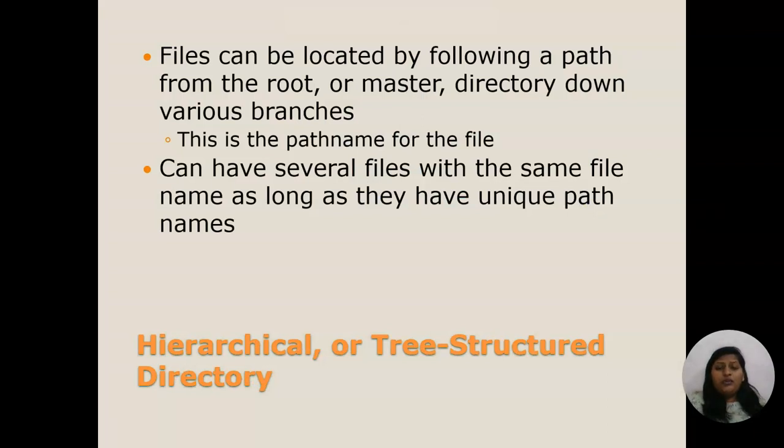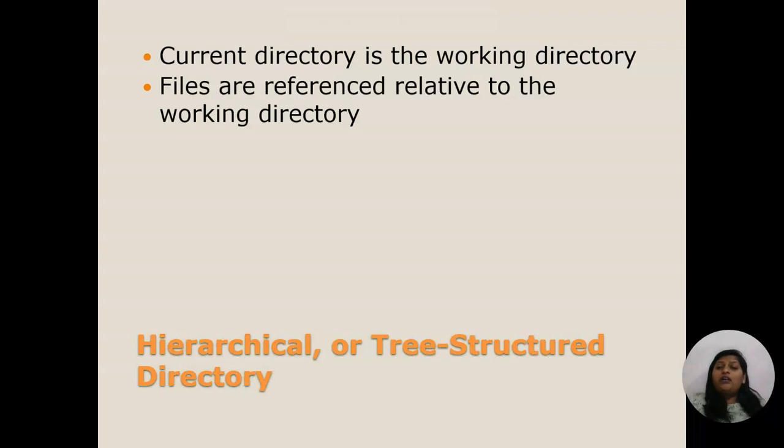Then files can be located by following a path from the root or master directory down various branches. This is the path name for the file. It can have several files with the same file name as long as they have unique path names. So, files in a hierarchical or tree structure directory can be located from the root, the master directory, down various branches. Current directory is the working directory. Files are referenced relative to the working directory.